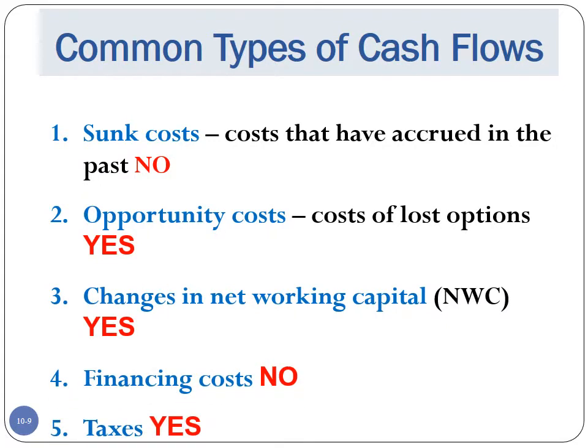There are common types of cash flows associated with projects. Should we include sunk costs in the project analysis? No, because they're sunk, they're accrued, they're not going to change regardless of whether or not the project is implemented. Opportunity costs, these are costs of lost options. Yes, these should be included. Sometimes these are difficult to estimate. Changes in net working capital, yes, these should be included. Financing costs, no, because these are related to the general operations of the firm. Taxes, yes, because they're related to incremental income and marginal tax rates.